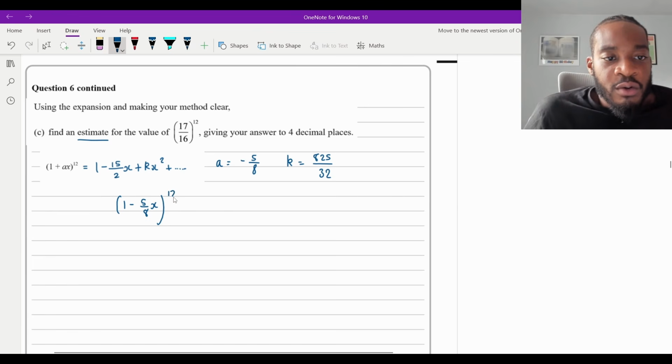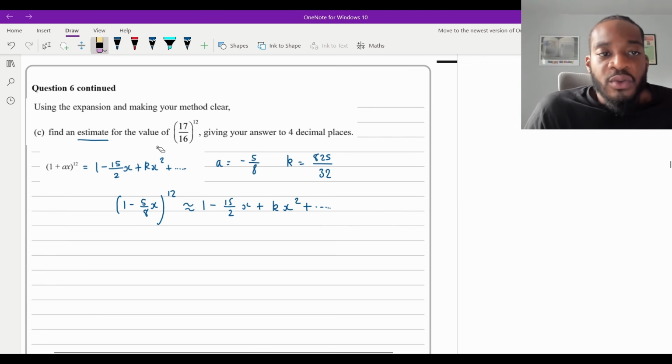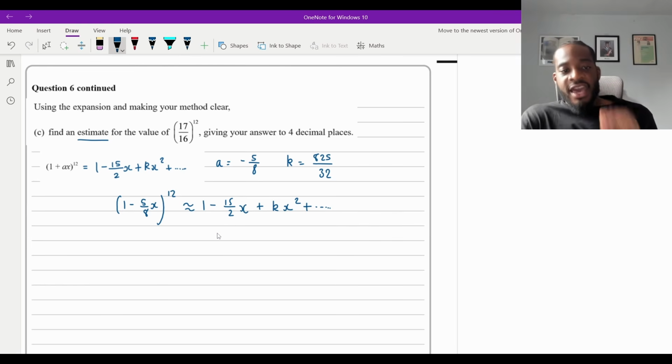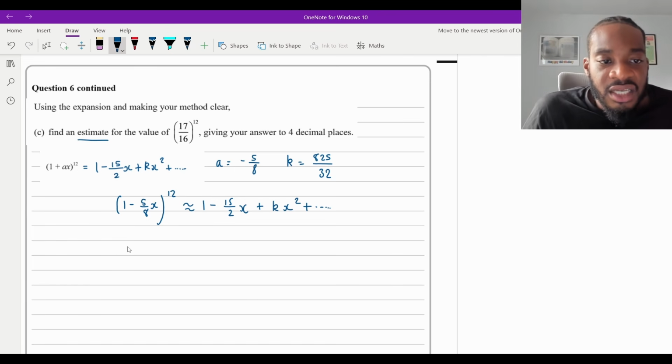To the power of 12. And then this is going to be approximately equal to 1 minus 15 over 2 x plus kx squared, up to and including the x squared term. So what does this actually mean here? Well, if we have 17 over 16, I'm going to write this here, 17 over 16, and that to the power of 12, is there a connection here?